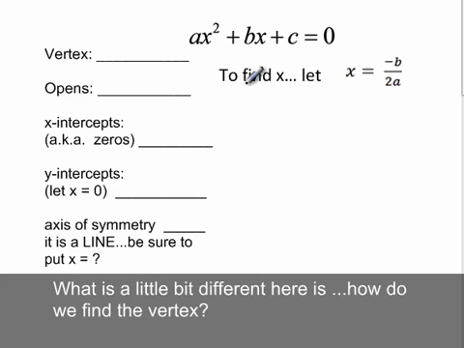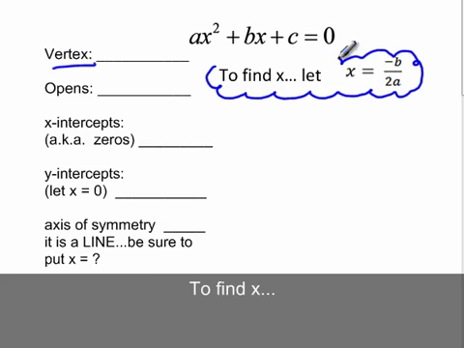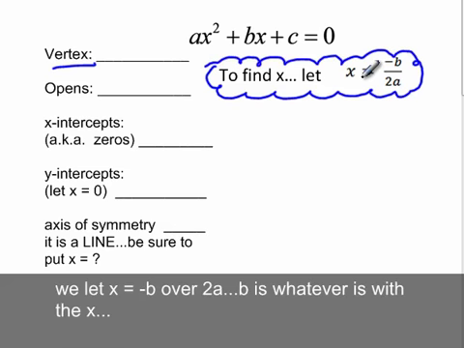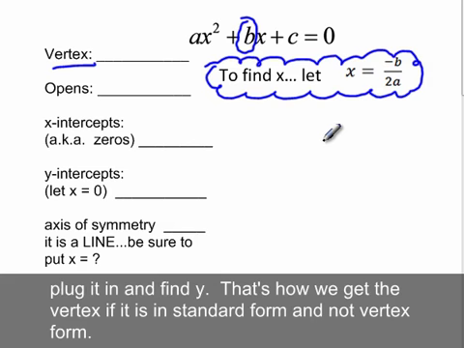What's a little bit different here is how do we find the vertex? Well, to find x, we let x equal negative b over 2a. b is whatever's going to be with the x, negative b over 2 times a. We will get a number for x, plug it in, and find our y. That's how we get the vertex if it is in standard form and not vertex form.